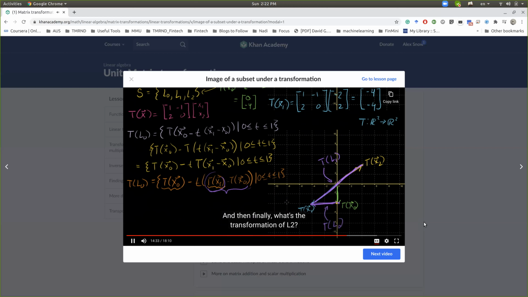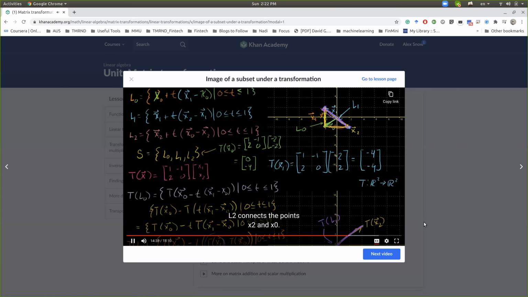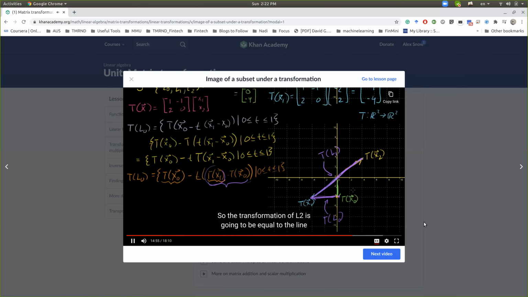And then finally, what's the transformation of L2? L2 connects the points x2 and x naught. So that is L2 right there. So the transformation of it, using the same math that we've done before, is really just the line connecting the transformations of those 2 points. So the transformation of L2 is going to be equal to the line that connects the transformation of x2 to the transformation of x naught.